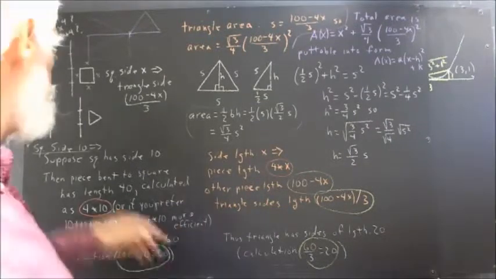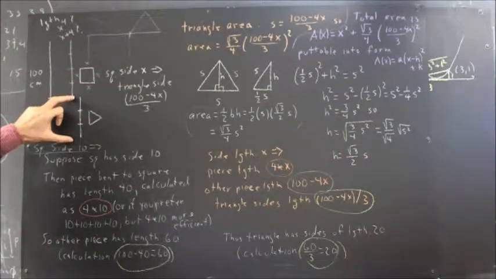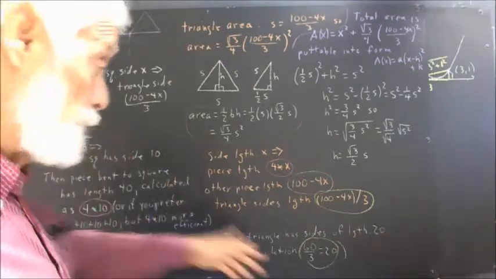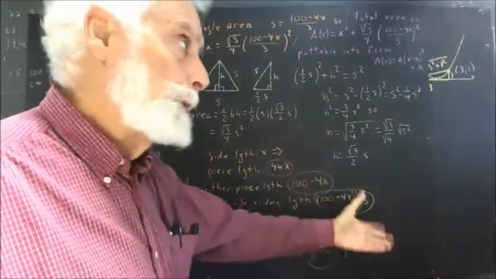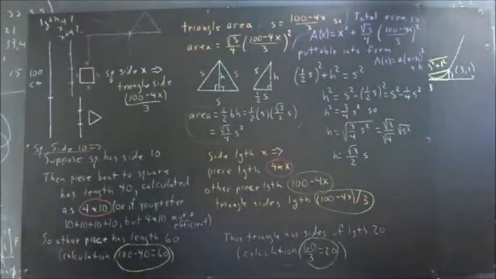So then, what are the sides of the triangle? Well, if this piece has length 60, how long is the side of the triangle? People were able to say, well, it's going to be 60 divided by 3. It's going to be 20. And they just said 20 because the 60 divided by 3 was quite obvious when you're thinking of numbers.